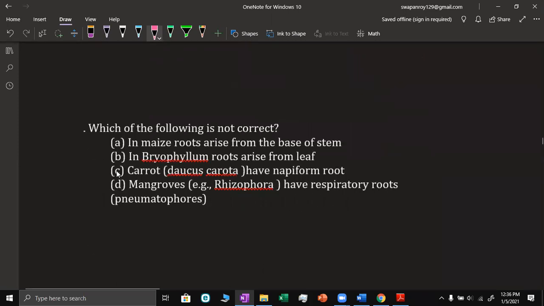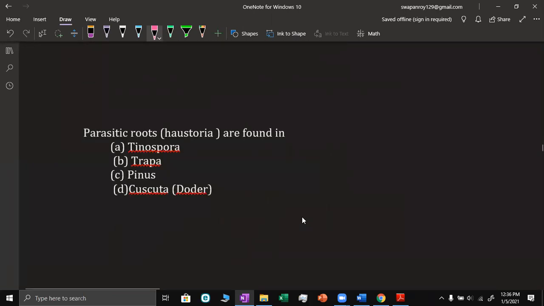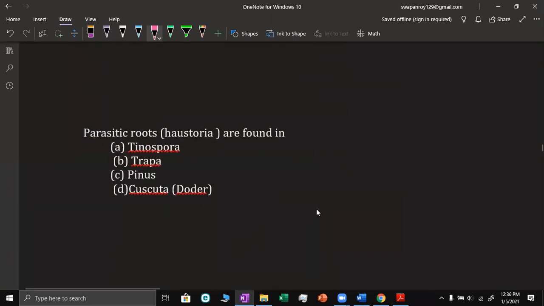Next question. Which of the following is not correct here? This one is from the stem. Okay, let us do something from the root. Parasitic root. Roots carry out many different types of work. Okay, a special one, that is the root modification.